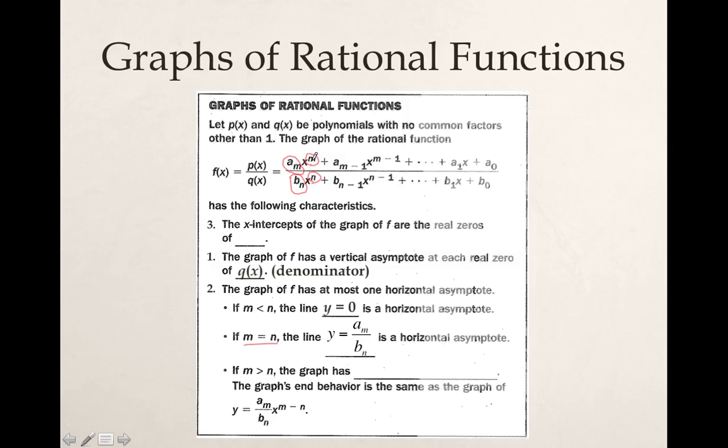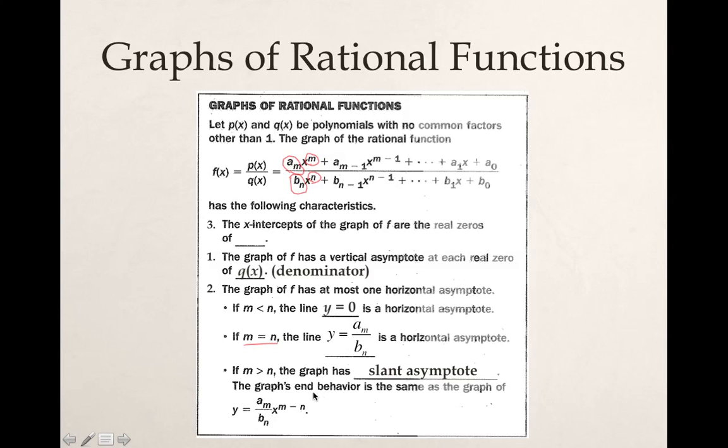If the top exponent is bigger than the bottom exponent, then instead of a horizontal asymptote, we have what's called a slant asymptote, because now the line that serves as the asymptote will not just be straight across like we've seen in our previous examples. This is actually going to be something at a slant.